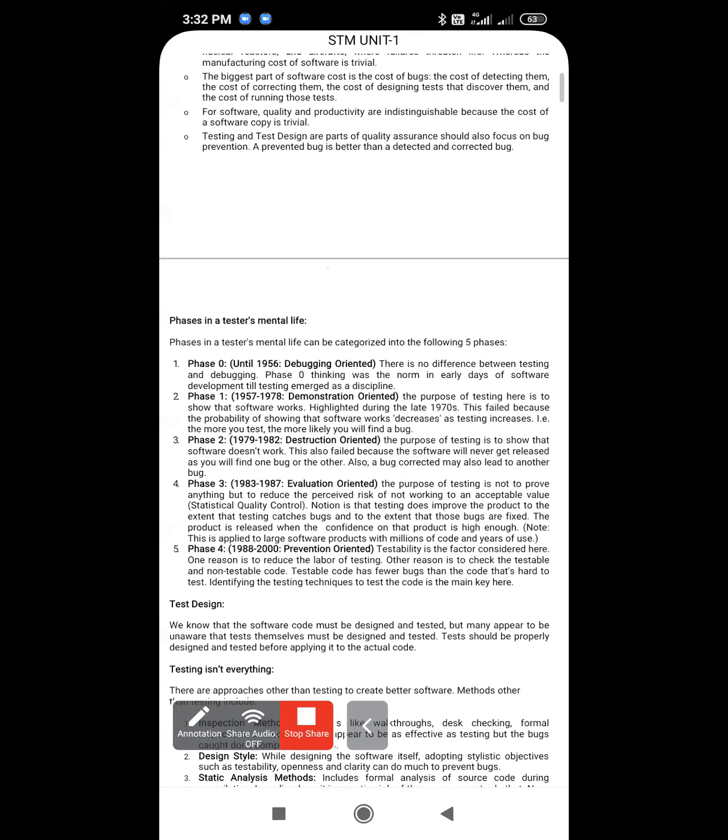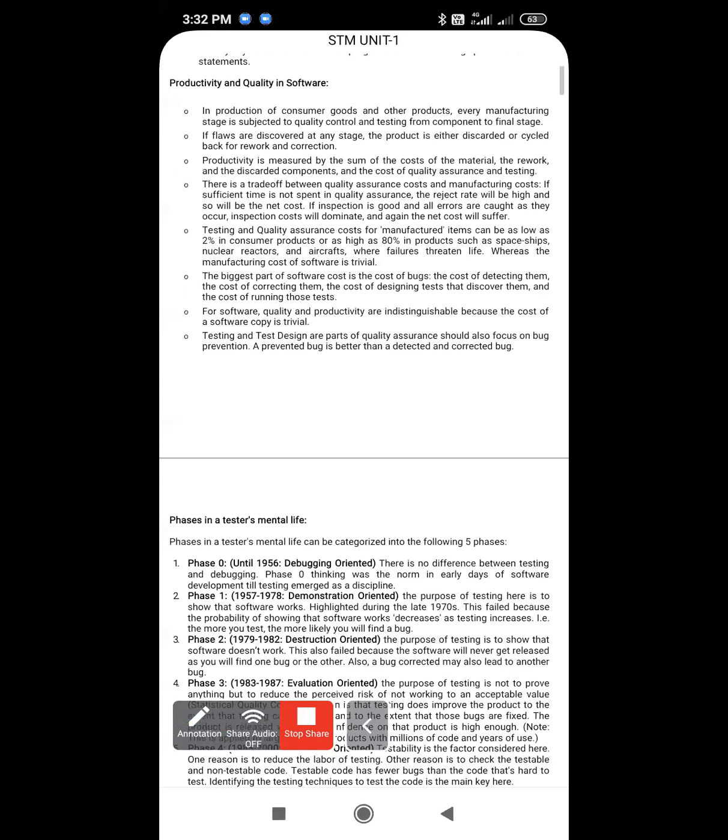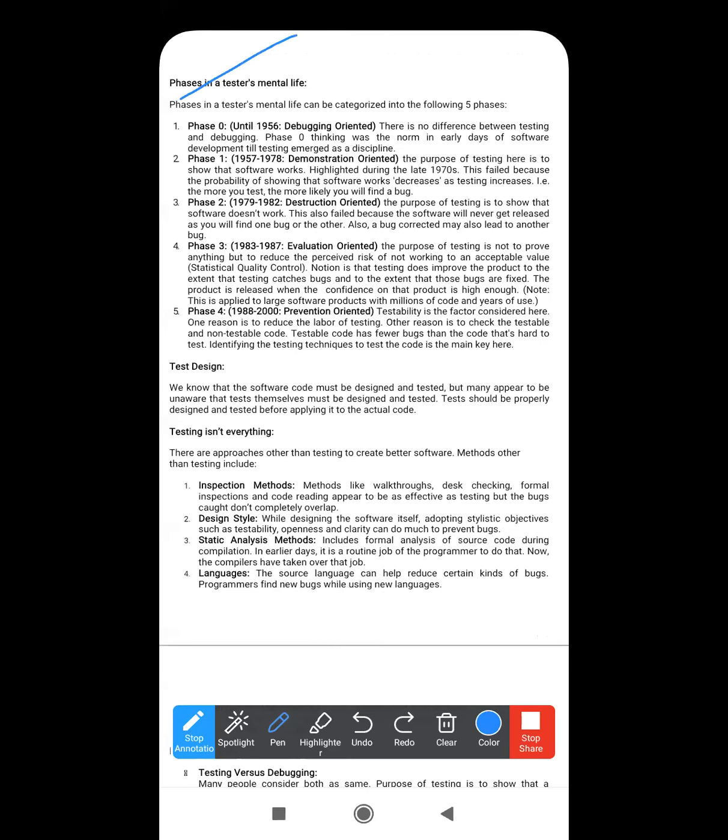Next one, tester's mental life. Next, design method. In that design method, we are having 5. In this tester's mental life, we are having 5 phases. Is it clear? This is the first topic.